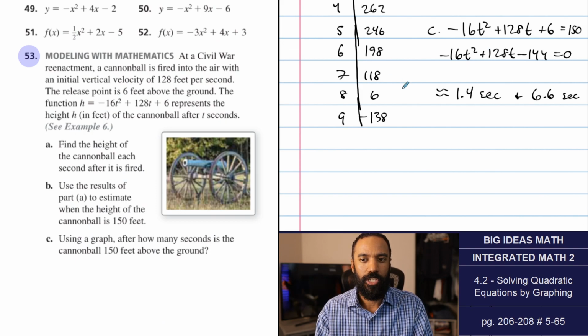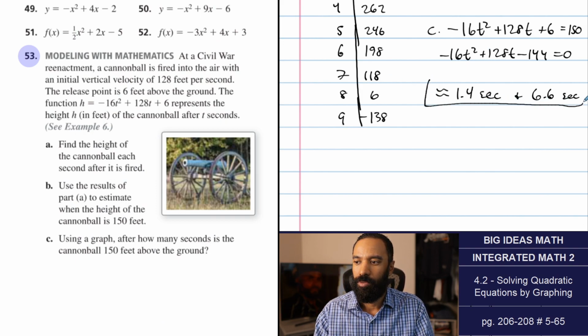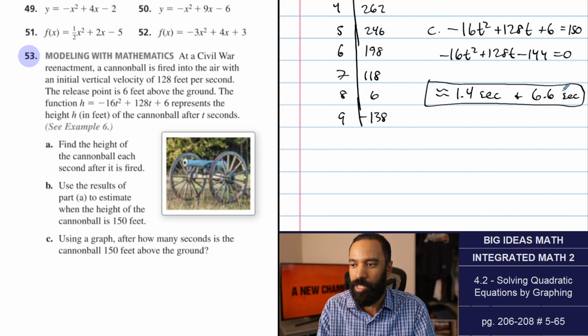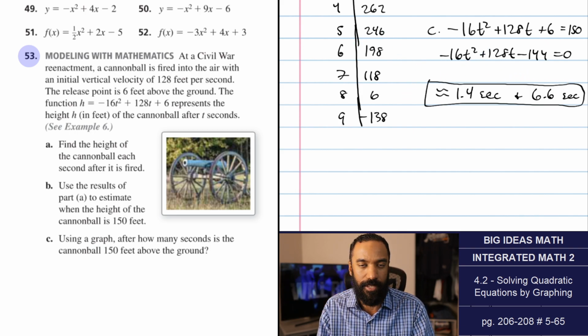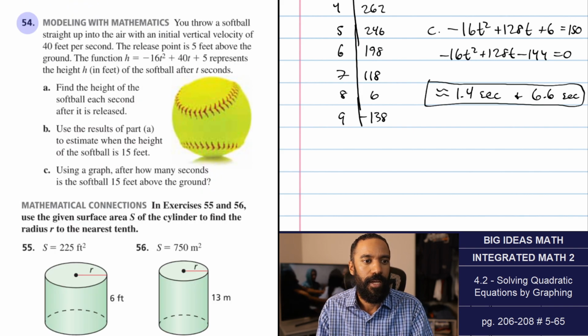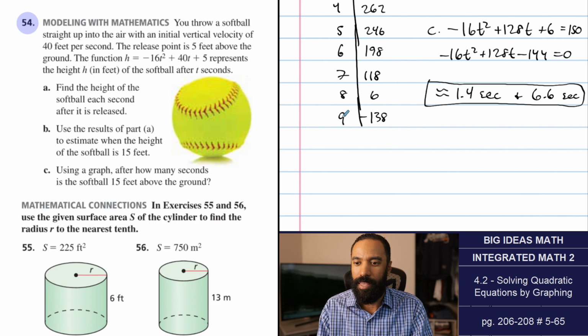6.6. So when I say closer to 1 and closer to 7, just barely. 1.4, it was really 1.35, but 1.4 is closer to 1 than it is to 2. 6.6 is closer to 7 than it is to 6 on the dot. All right, that's number 53. Number 54, you throw, hey, this is my domain.